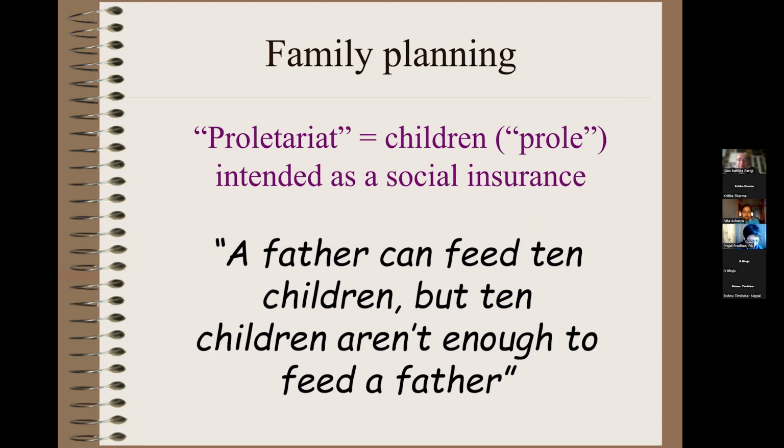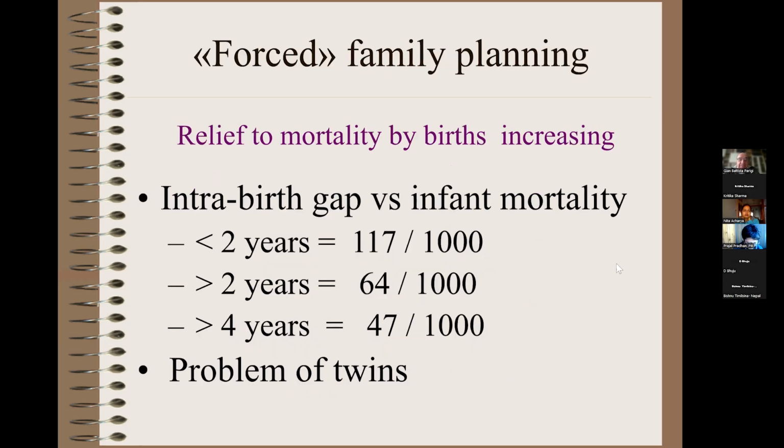When I'm speaking about family planning, the problem is, why in Africa do they have so many children? Because a child is a sort of social insurance for the father. A father can feed 10 children, but 10 children aren't enough to feed a father. And therefore, they need to have many children to have someone taking care of them when they are old. Therefore, they know there is infant mortality. They increase the number of children. And this is a forcing of family planning.